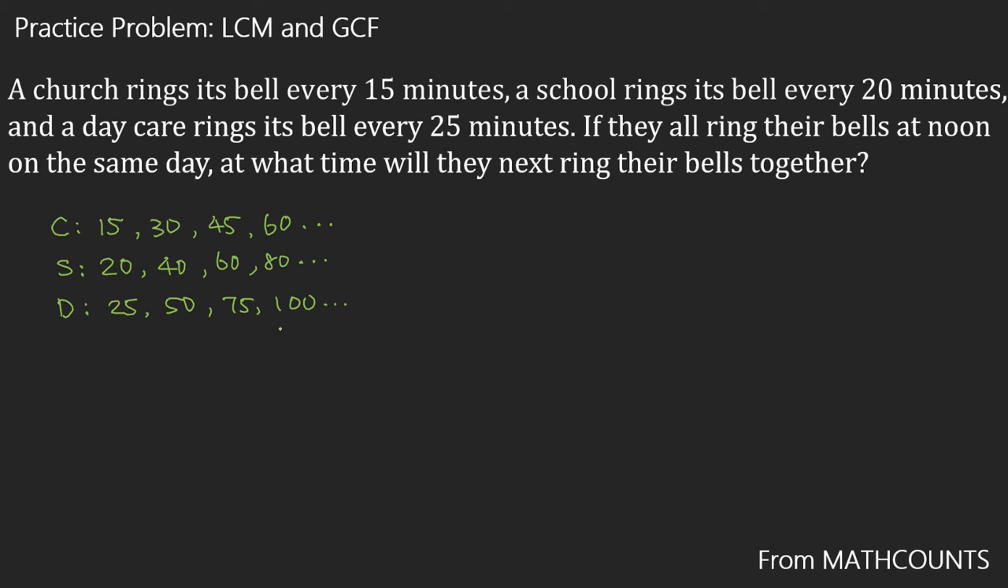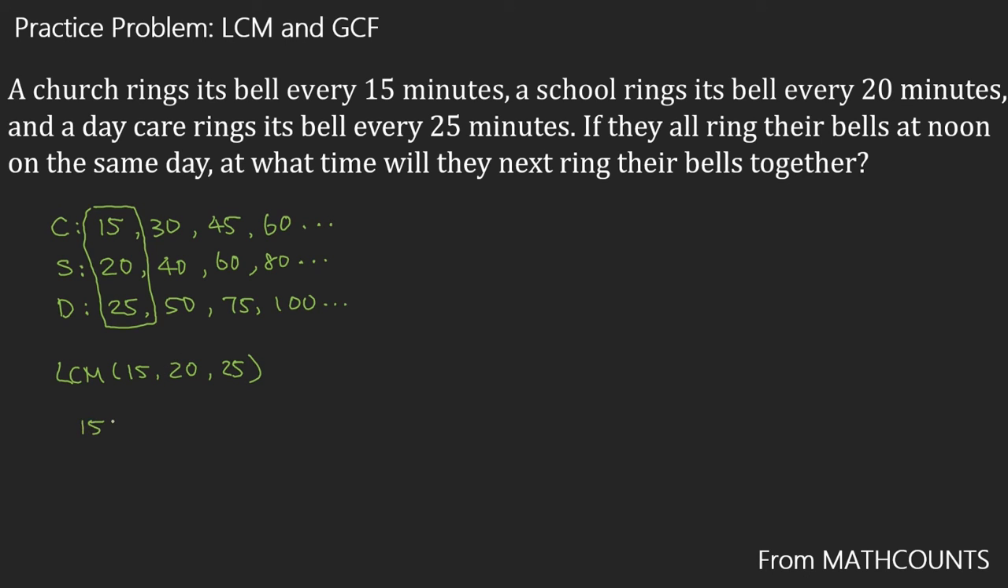Okay? So you'll notice in each sequence, the numbers are multiples of the first number in the sequence. So 30, 45, 60, these are multiples of 15. And similarly, these are multiples of 20 and these are multiples of 25. As these sequences go on, the first occurrence of a number that appears in all three will be the common multiple of 15, 20, and 25. And because it is the first occurrence, it is also the least common multiple. So we want to find the LCM of 15, 20, and 25.